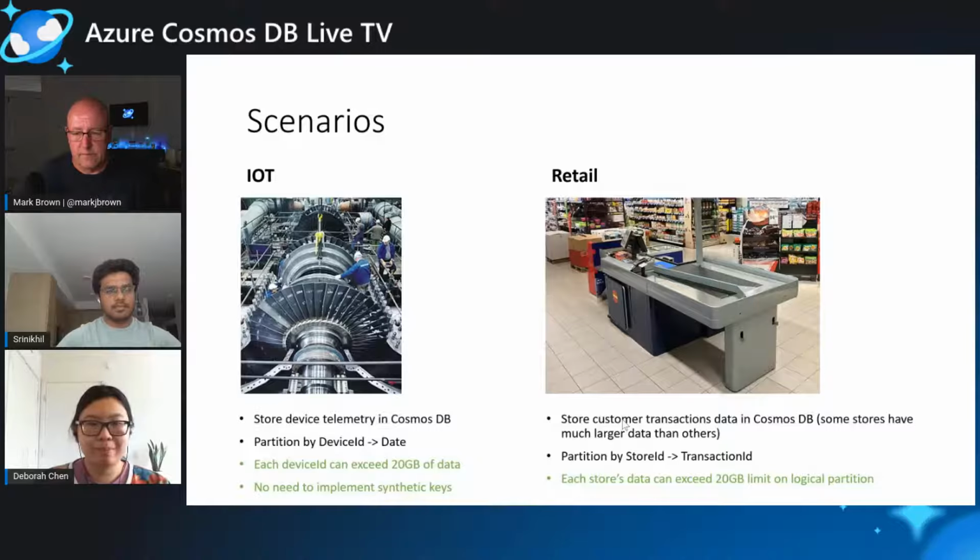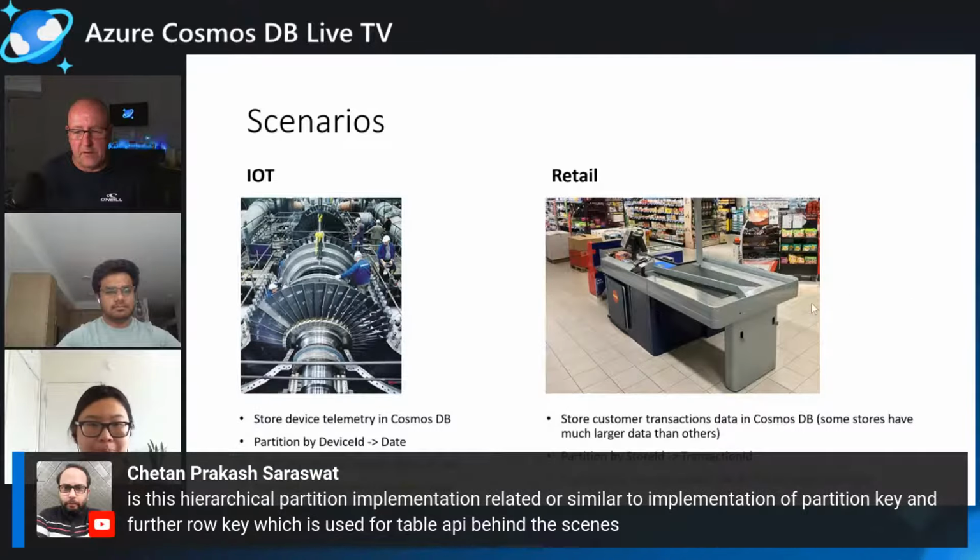Right. Oh, follow up from the first question here. Is this similar to the implementation of partition key and row key, which is used for table API behind the scenes?